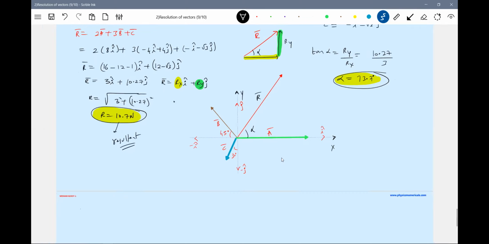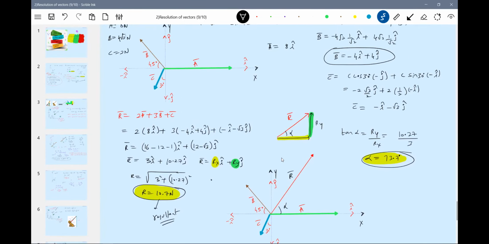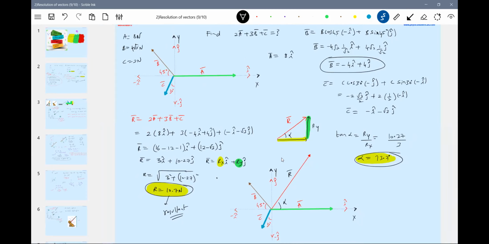Hope everyone is able to understand the significance of resolution of vectors. That was the main purpose. Why I'm putting in all this effort is to make students analyze. The resolution of vectors has an idea, there's a use of it. We must learn it.